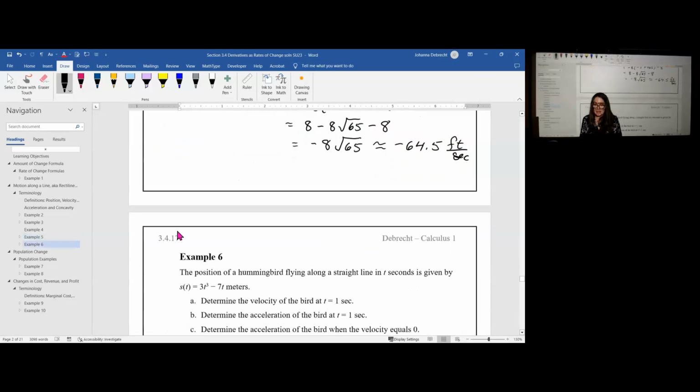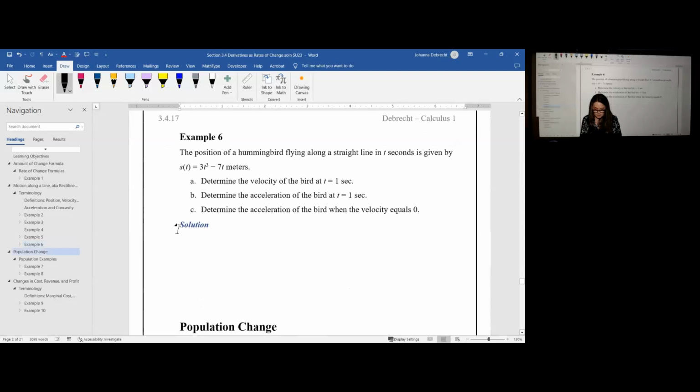Let's now look at example 6. Example 6 is covering a hummingbird flying along a straight line in t seconds, given by the equation 3t cubed minus 7t in meters. We want to find the velocity of the bird at 1 second, the acceleration of the bird at 1 second, and we want to define the acceleration of the bird when the velocity is 0.